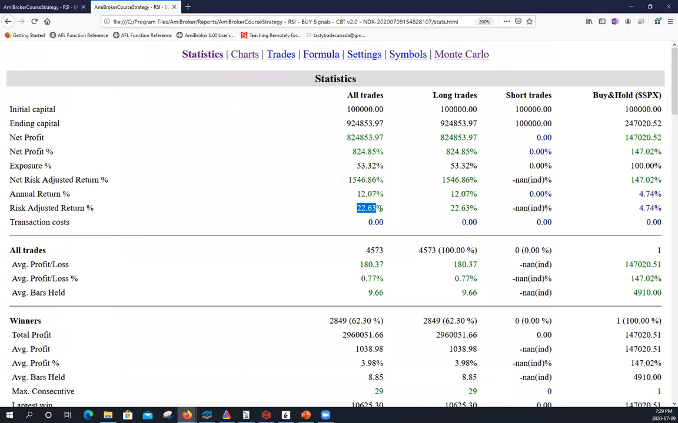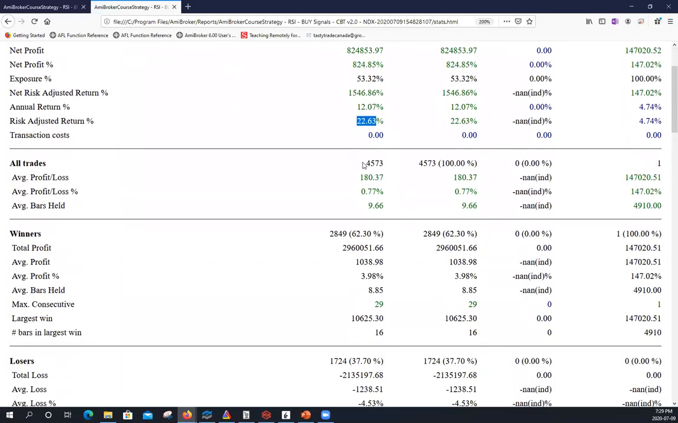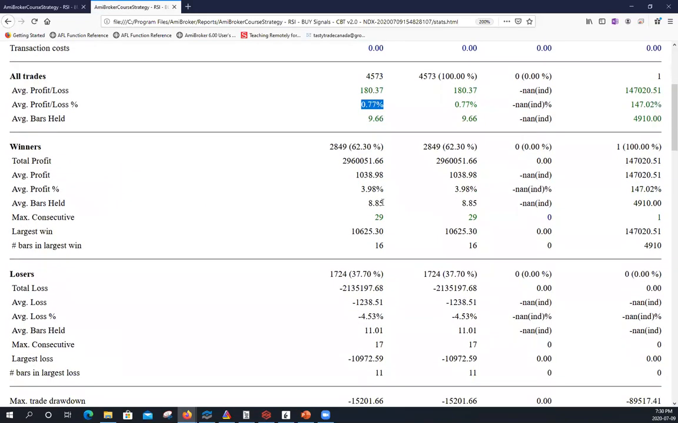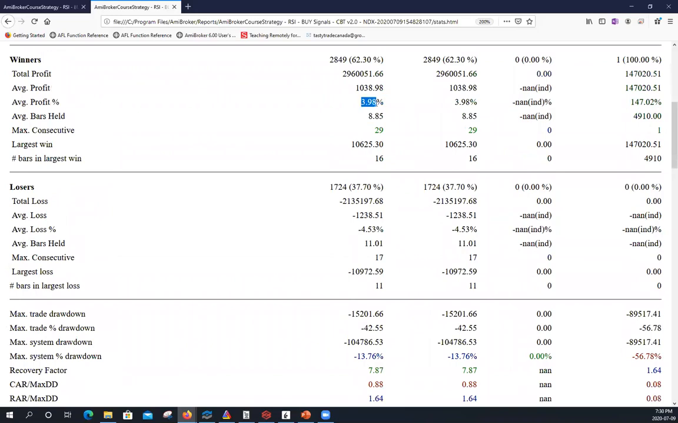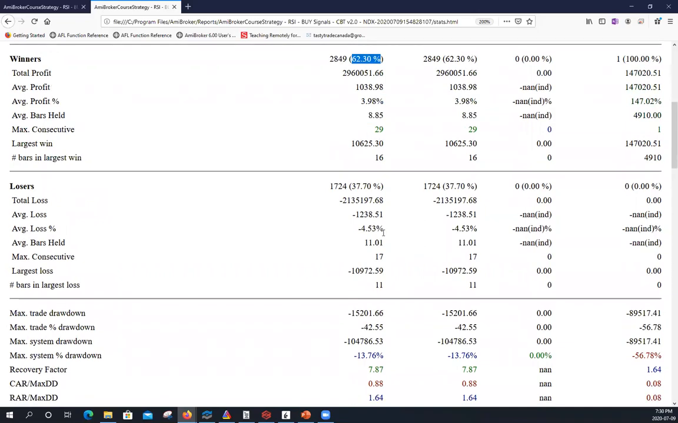Our risk adjusted return is still pretty high at about 23%. We've still got a lot of trades that went off. Our expectancy dropped a little bit, but it's still reasonable, almost 1% per trade on average between our winners and losers. A lot of these stats would have stayed the same or pretty close. We've got a 4% win versus a 4.5% loss. We've still got a 62% win rate on average.